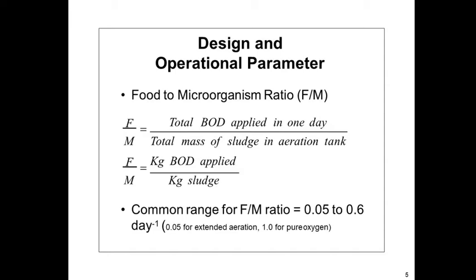So this F/M can be calculated by Q into S0 divided by 1000 into V into X. This F/M ratio is the daily BOD load applied to the aeration system in grams or kg, and M is the total microbial mass in the system. So the F/M ratio is the main factor controlling BOD removal.